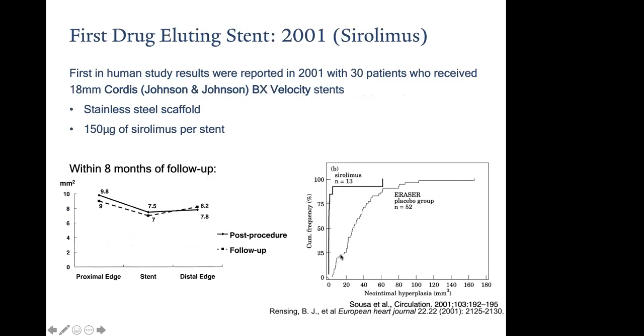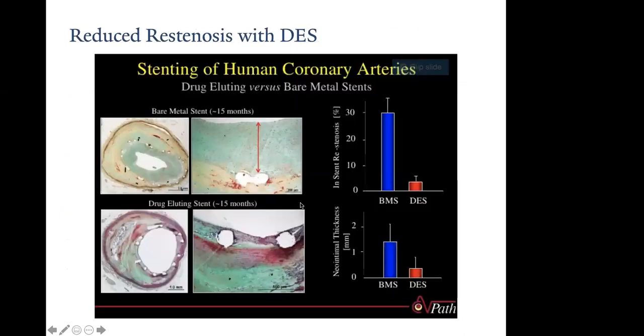So the first drug-eluting stent was a Sirolimus stent. This was the Cordis BX Velocity stent in 2001. This is a stainless steel scaffold with 150 micrograms of Sirolimus per stent. The initial proof of concept study in 2001 essentially looked at restenosis within 8 months of follow-up and showed really trivial neointimal hyperplasia. This was a good sign at first that this was going to be a good technology.